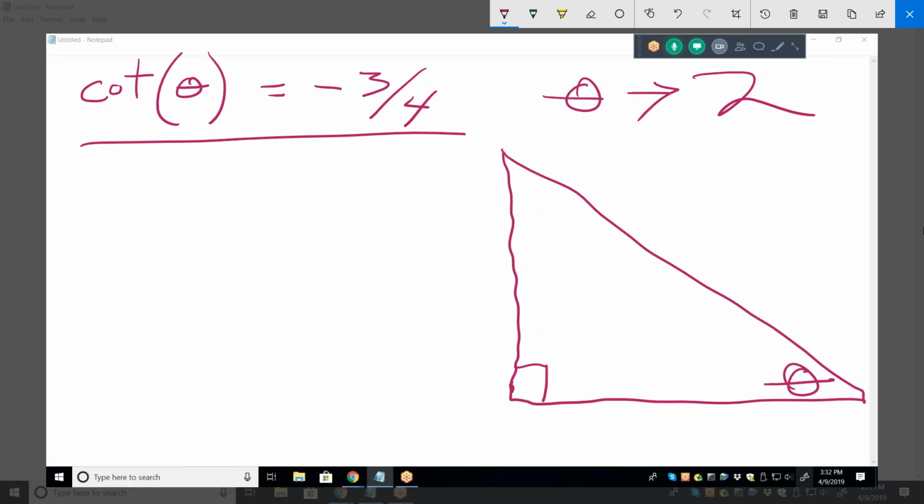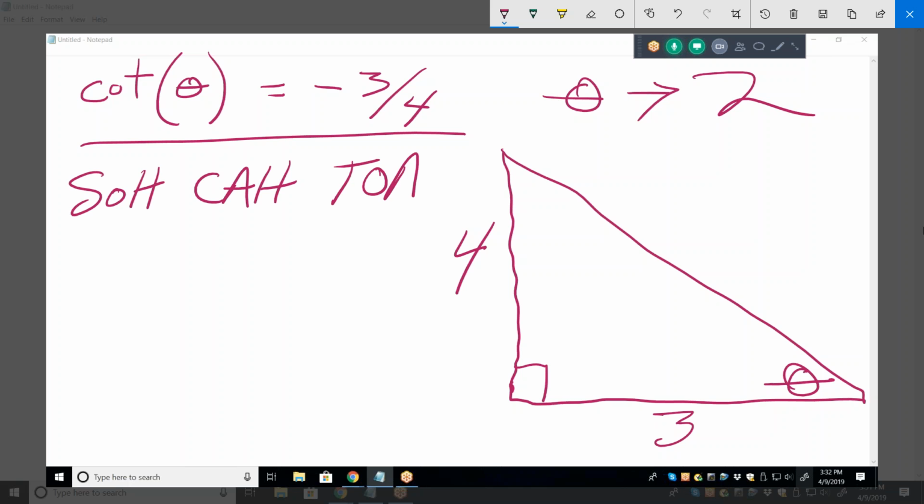That would be if it were the tangent of theta. Cotangent is the reciprocal of that, so it must be that and that. No, I said opposite was 4. Opposite is 4. So, SOH CAH TOA: tangent is opposite over adjacent. This is not tangent, it's cotangent, so it's going to be the reciprocal of that. Cotangent must be adjacent over opposite, which is the way I've labeled it.